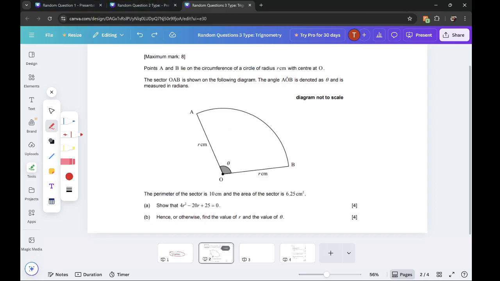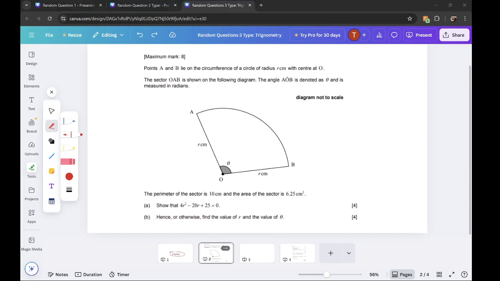The angle AOB is denoted by theta and is measured in radians. The perimeter of the sector is 10 centimeters and the area is 6.25 centimeters squared. So they've asked us, show that 4r squared minus 20r plus 25 is equal to 0.